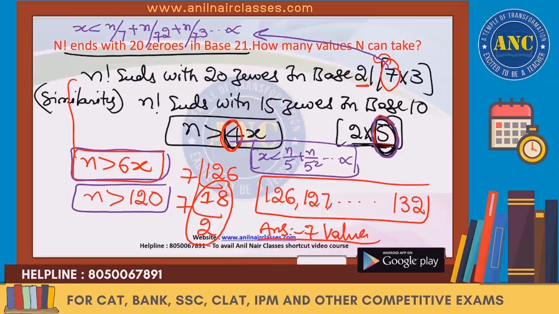What is the multiple of 7 greater than 120? 126. 7 18s are, 7 2s are, 18 plus 2 is 20. So in base system 10, I took the multiples of 5 and the remaining all 5 values. Here multiple of 7: 126, 127 and so on up to 132. I hope the idea is clear.